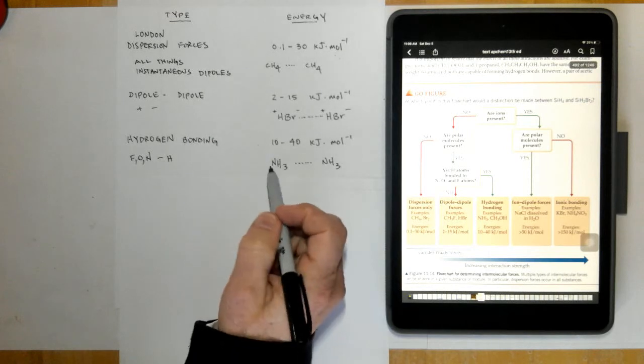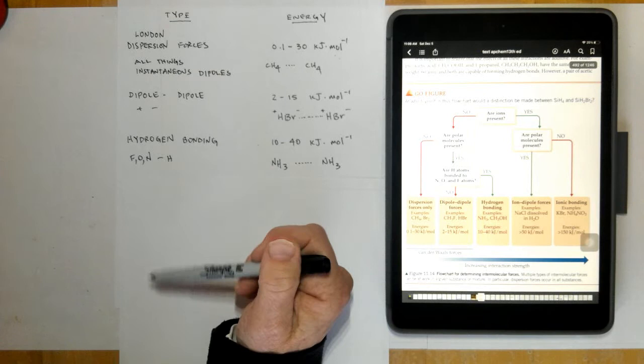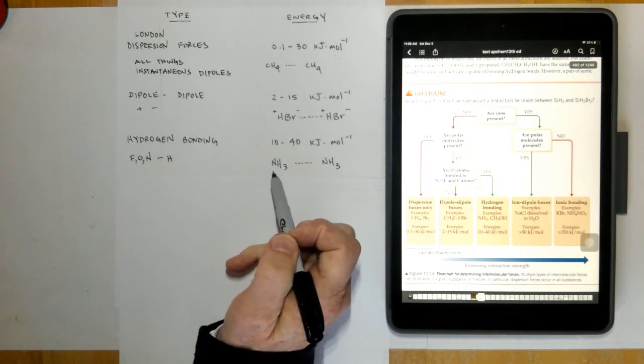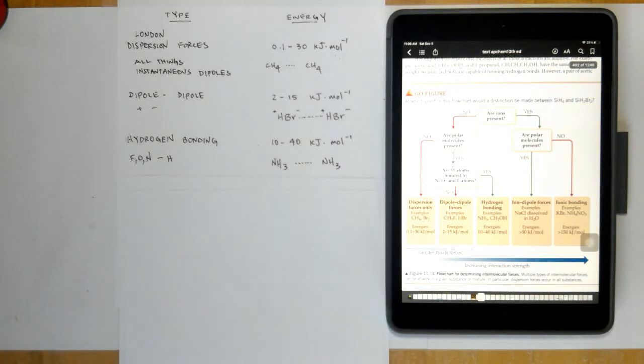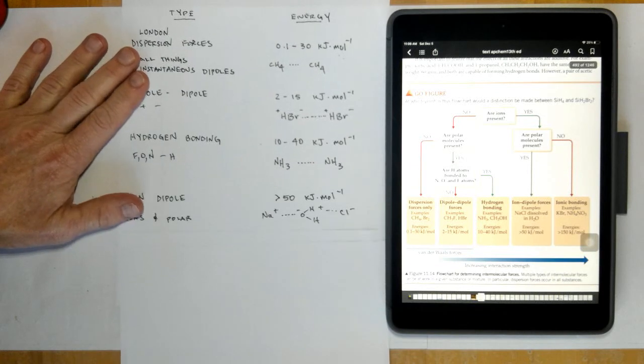Now, the bigger the molecule, meaning the more electrons that it has, the more dispersion forces take precedence. But if it's a small molecule like this, nitrogen's not a very big atom, hydrogen's not a very big atom, hydrogen bonding is the thing that holds that together. Water's a perfect example of that. Hydrogen bonding is the main thing that holds that together.